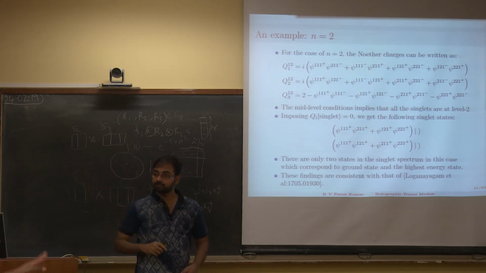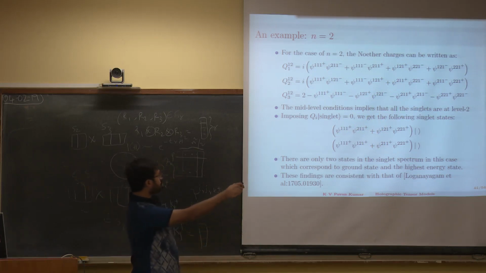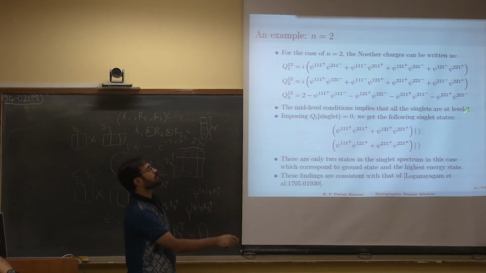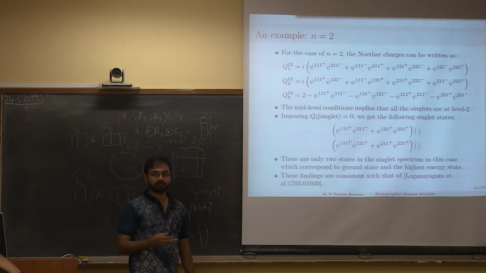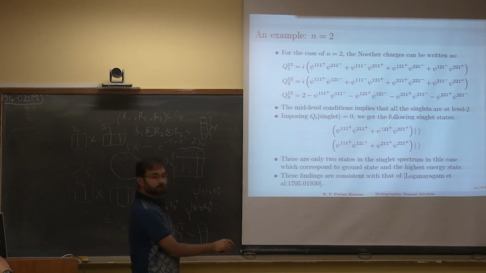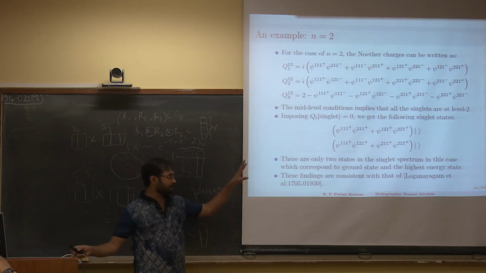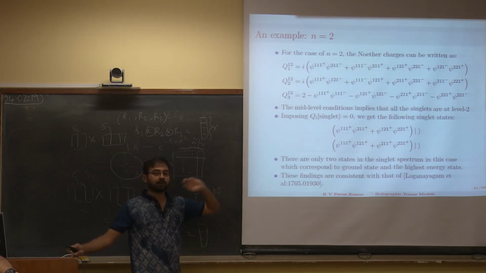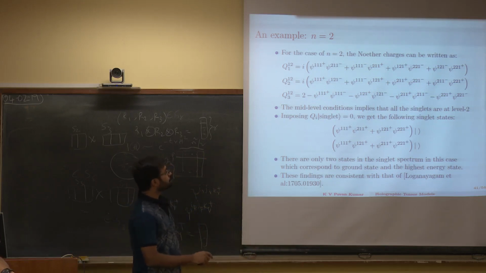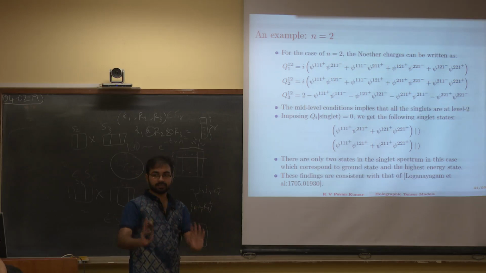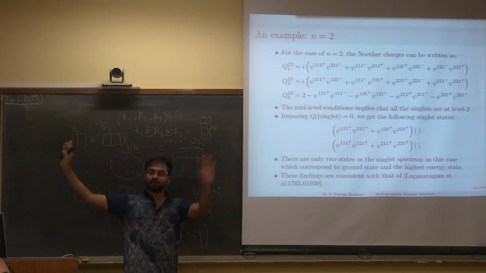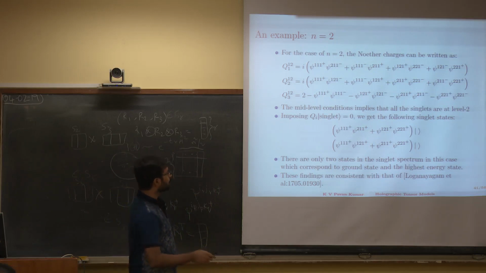But you should probably start from the beginning. Okay. So for n equal to 2, these are the Noether charges, and from the last charge we can show the mid-level condition, which shows that all the singlets are at level 2, because there are only 4 creation operators in this. And imposing the other 2 constraints, you see that these are the only 2 singlets possible in this model. The Hilbert space is 16 dimensional, and only 2 of them survive under the singlet condition. And these correspond to the ground state and the highest energy state. The ground state and the Clifford vacuum are completely different things, so don't mix them up.